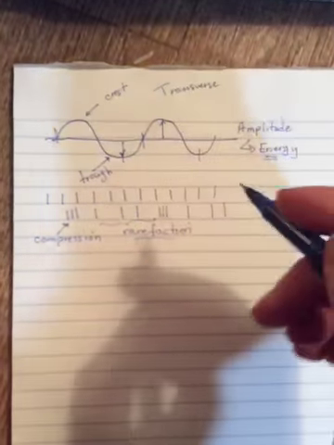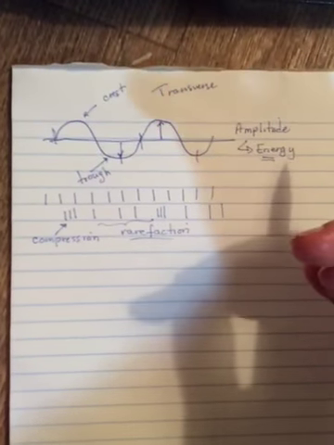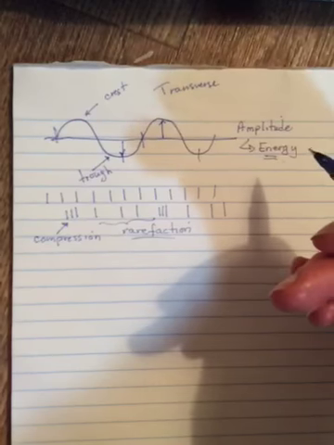I'm pausing again so you can think about it. And what it is, brightness. The greater the amplitude of a light wave, the brighter the light.